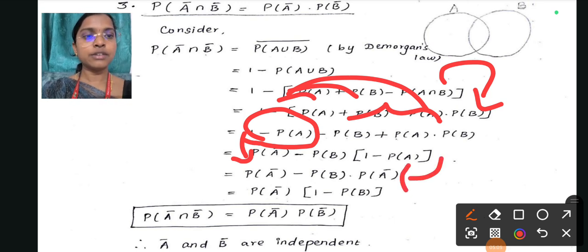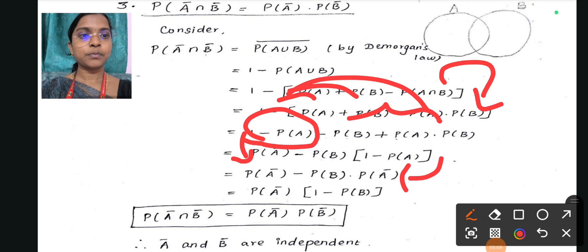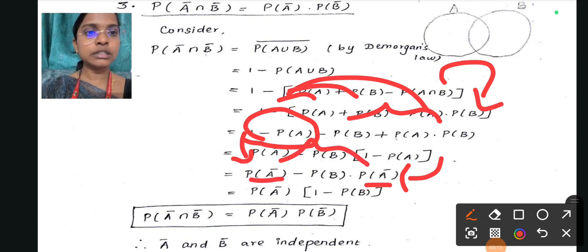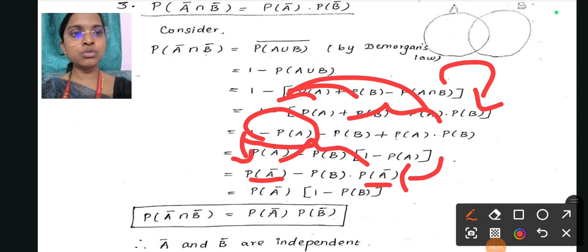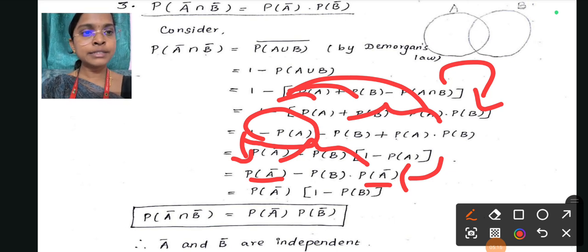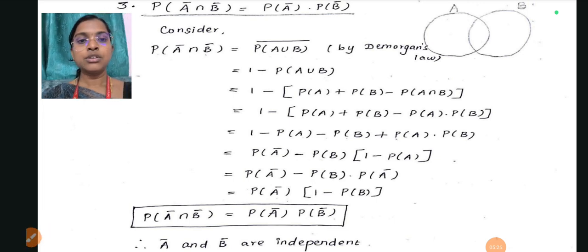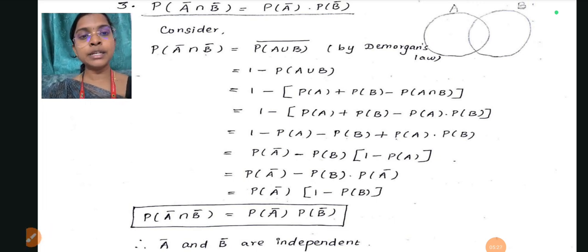From this we can take a common term, that is probability of A complement. So the first term will be 1, minus the second term, which will be probability of B. We know that 1 minus probability of B will be probability of B complement. So we'll get probability of A complement intersection B complement is equal to probability of A complement into probability of B complement. Hence we can conclude that A complement and B complement are independent.